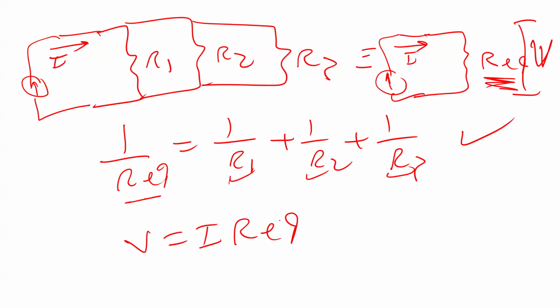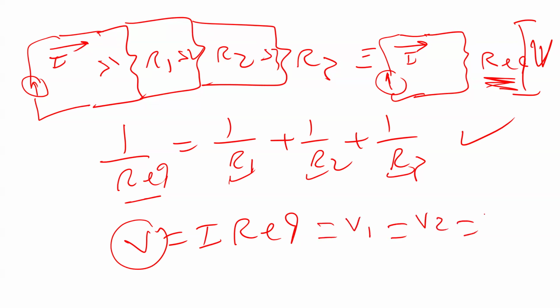Now this V is the same voltage here because they are in parallel. So V is the same as V1, V2, V3. Once you get V, you can get all the currents using Ohm's law. Once I know this voltage here, I just divide by R1, I get I1. I divide by R2, I get I2, and then divide by R3, I get I3. Any questions? Okay, thanks. Good.